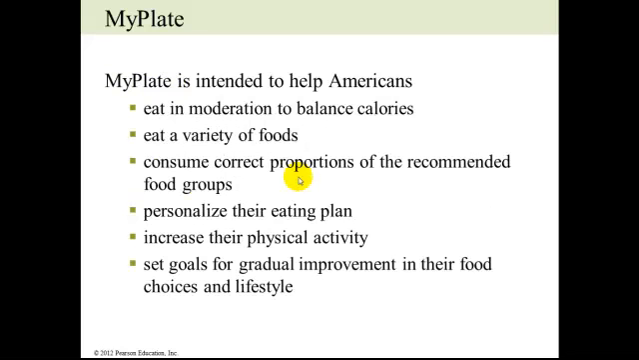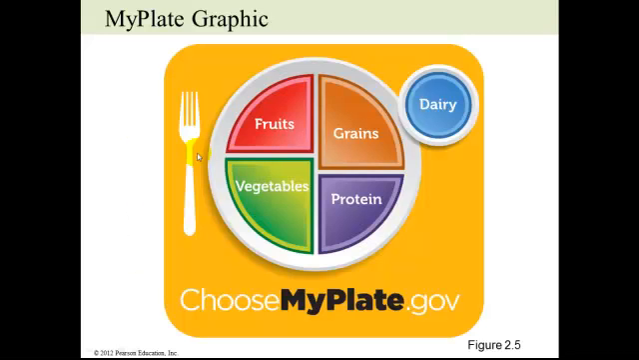So this is designed to help us eat more in moderation and balance our calories, to eat a variety of foods, to consume the correct proportions of the foods, while also personalizing your eating plan and increasing activity. Overall, this is supposed to help lead to a gradual improvement of food choices and lifestyle. And this goes along with what we said at the beginning of the chapter, that a good, healthful diet is going to have variety, it's going to be moderate, it's going to be balanced, and it's going to be adequate.